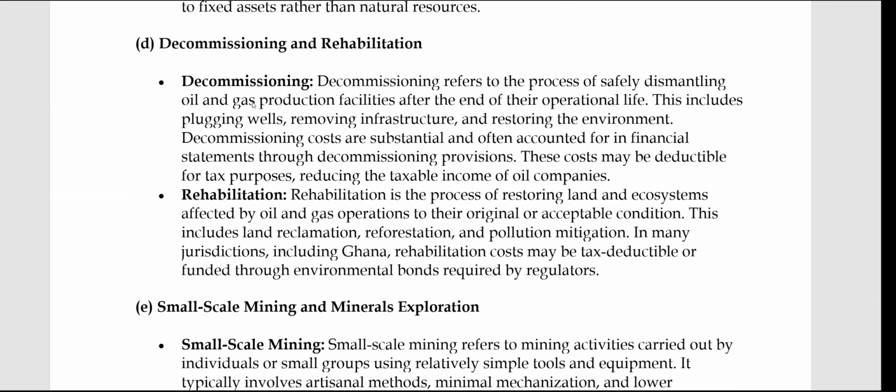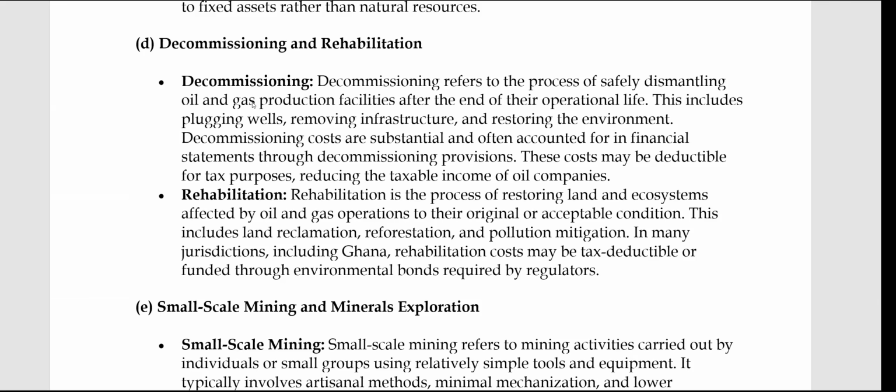So decommissioning costs are substantial and often accounted for in financial statements through decommissioning provisions, according to IAS 37 and IFRIC 12. That's the standard and the standard interpretation. Now, these costs may be deductible for tax purposes, reducing the taxable income. So when we go to deductions of companies, which we'll look at later, you see that they are also allowable deductions, right? Unless there's a surplus where it becomes an income.